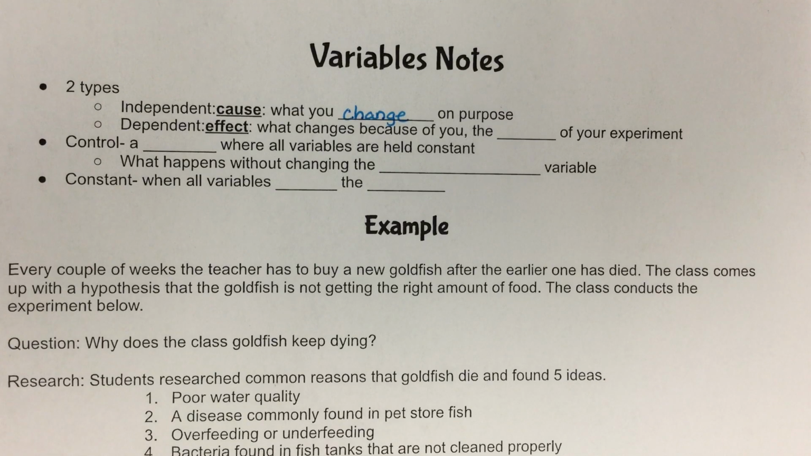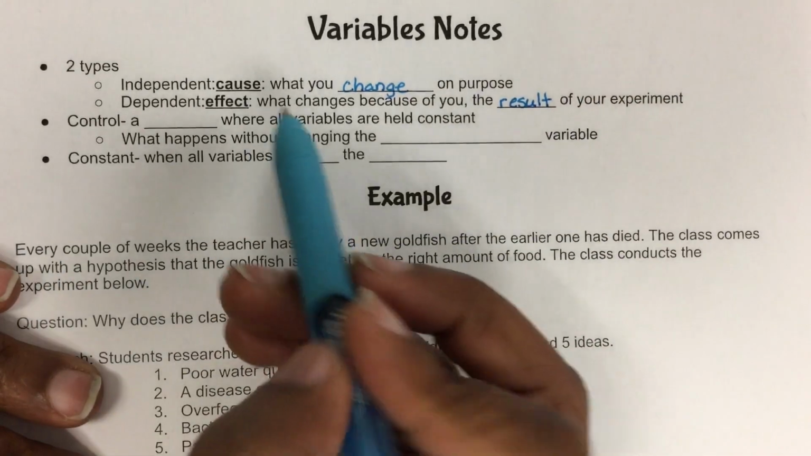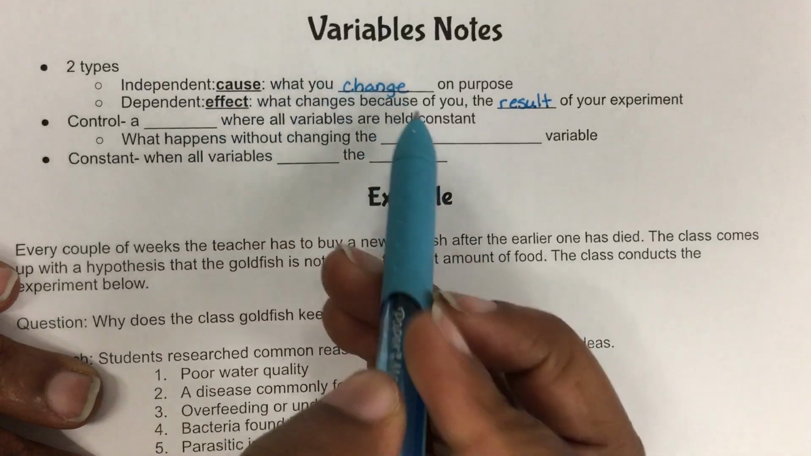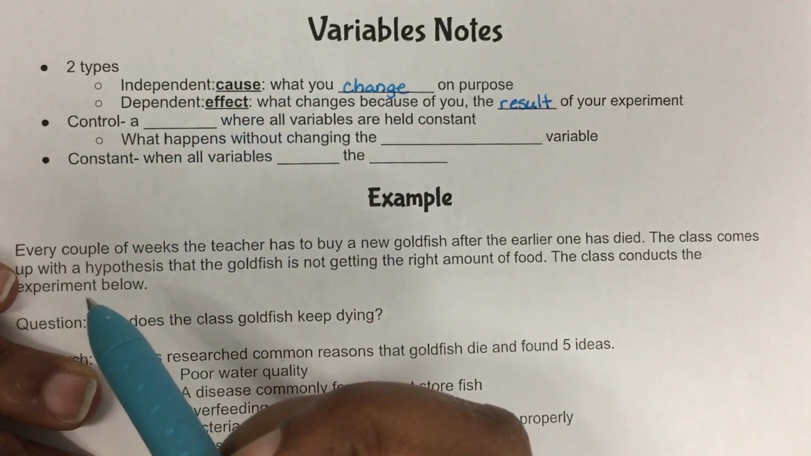A dependent variable is what changes because of you. So when you changed your independent variable, what happened? What's the result of your experiment? You can think of these two as cause and effect. Whatever happens here is going to affect what happens in your dependent variable.